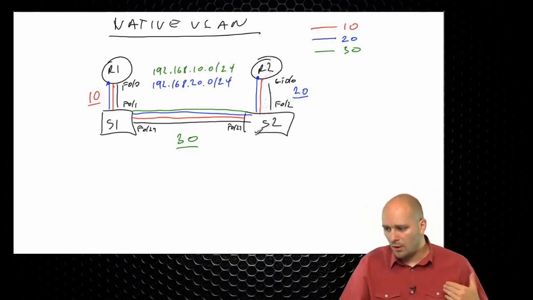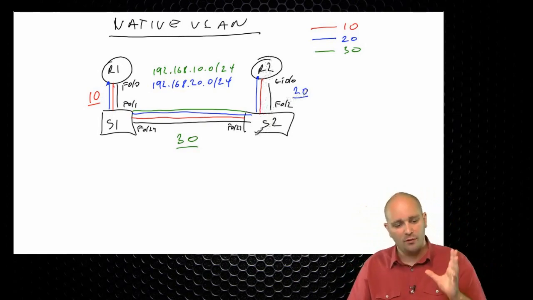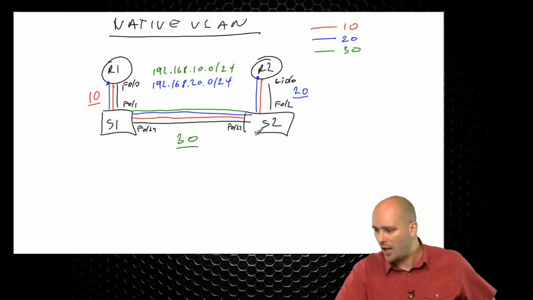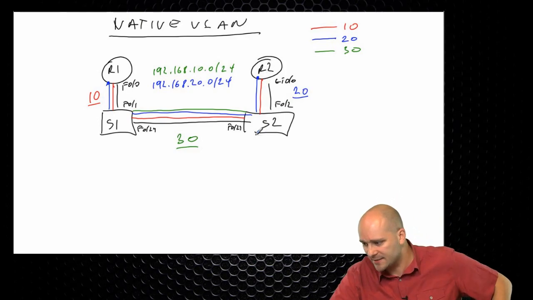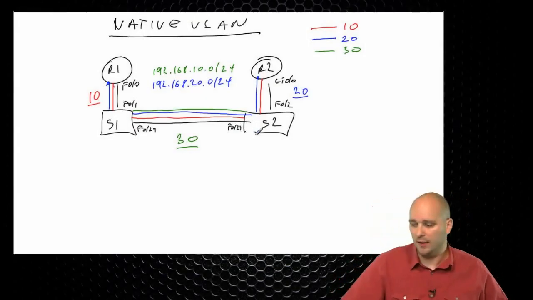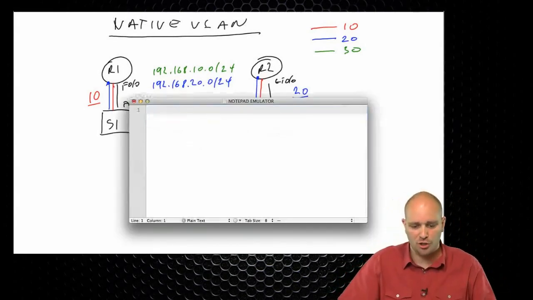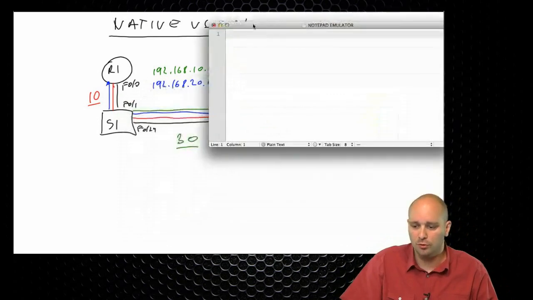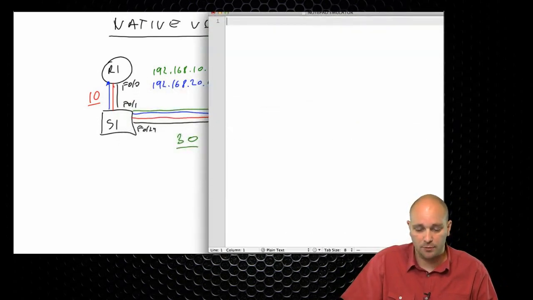My question here is, will this work? Am I going to have communication between R1 and R2 with this setup as it is? Okay, let's give it a try. What I'm going to do now is bring my notepad and start configuring. I'm going to make it a little bit bigger here so that I can fit multiple configurations.